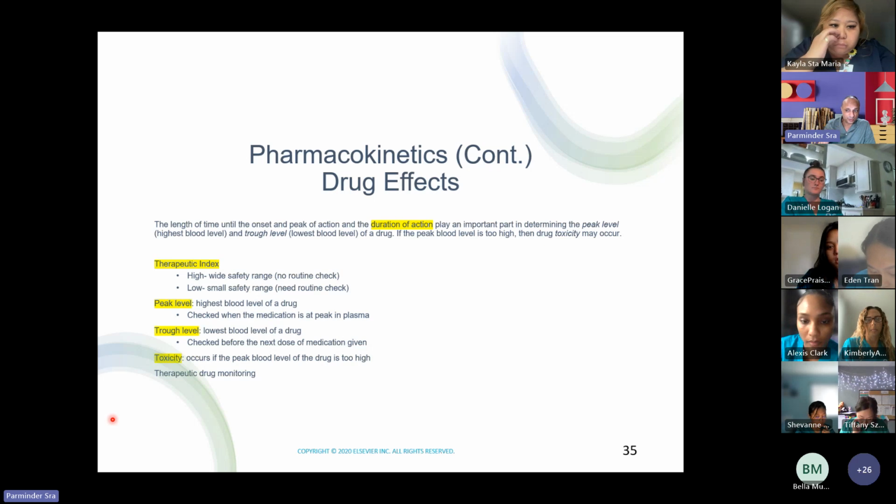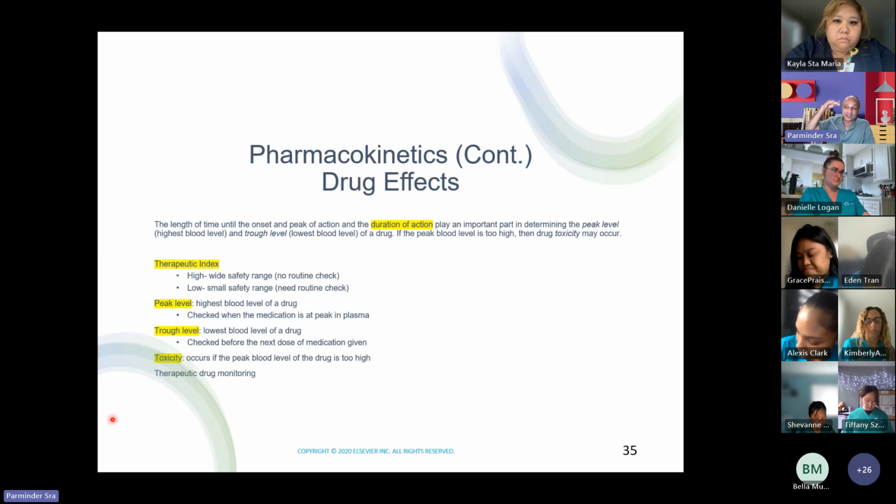So these are really important. Please know these: therapeutic index, peak level, trough level, and toxicity, which is when it crosses the higher safe range of the therapeutic index and can cause undesired effects.